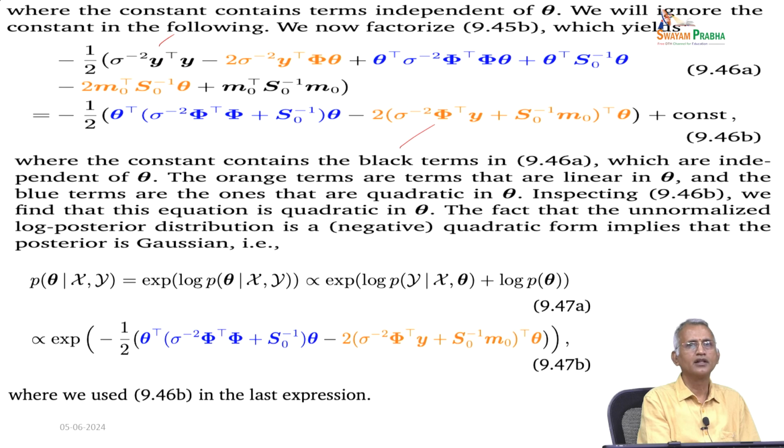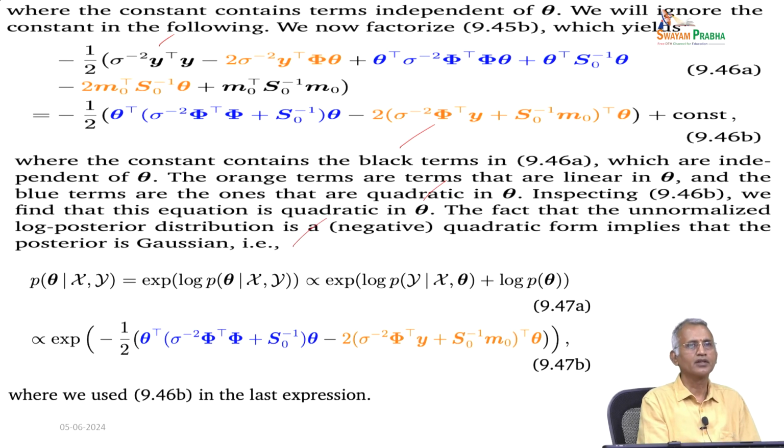So, the orange terms are terms that are linear in theta, and the blue terms are the ones that are quadratic in theta. Now, inspecting 46b, we find that this equation is a quadratic in theta. So, the fact that the unnormalized log posterior distribution is a quadratic form implies that the posterior is a Gaussian.